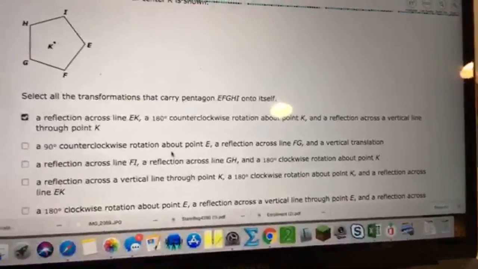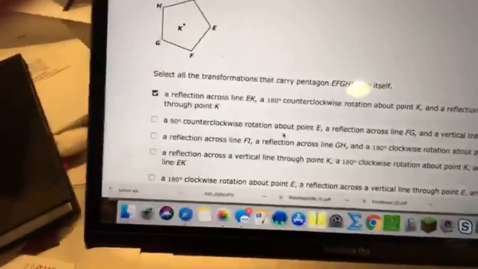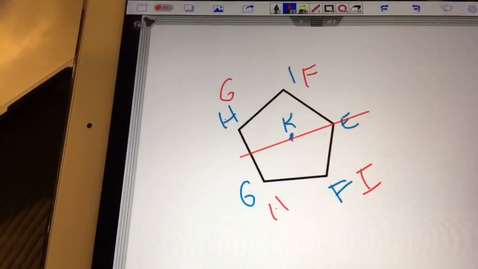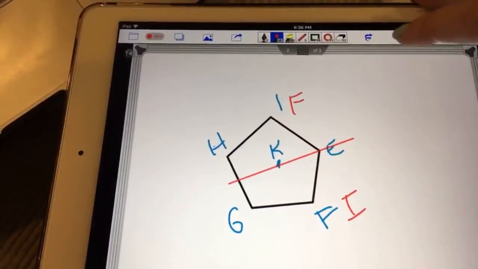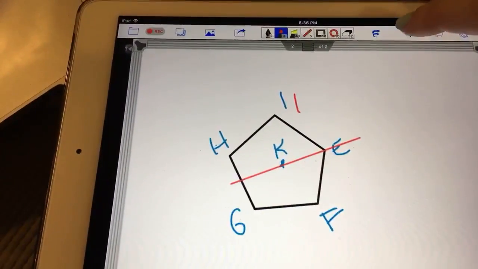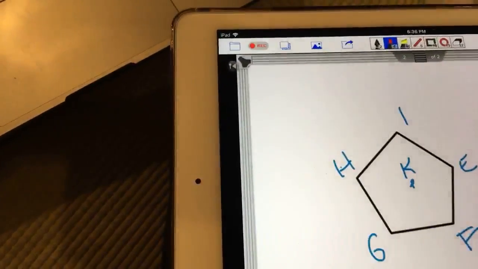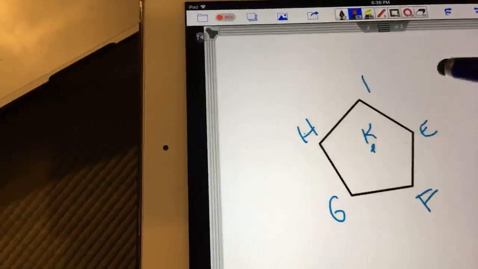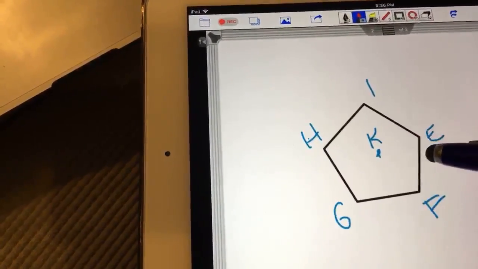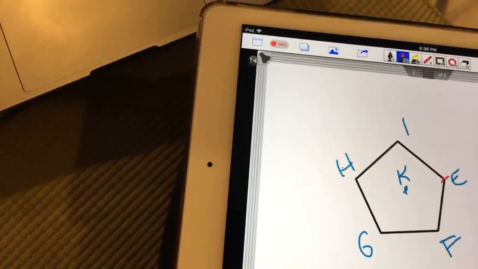Okay. All right. A 90-degree counterclockwise rotation across line FG and a vertical translation. All right. So that's going to put us so that all of our points have basically moved up here. Point E is staying where it is, but all of the rest are going over here.